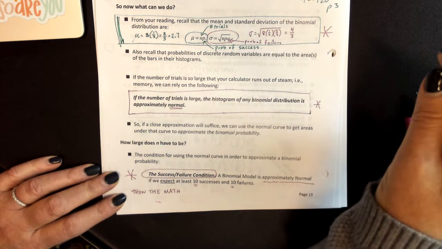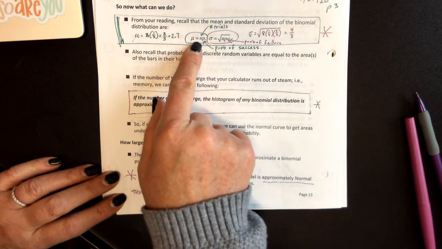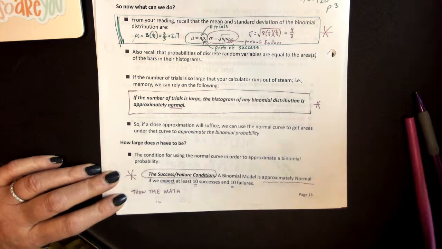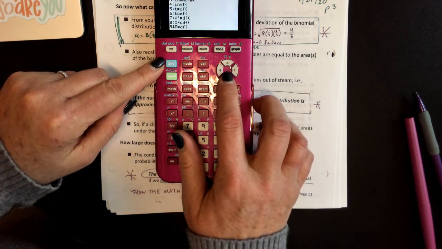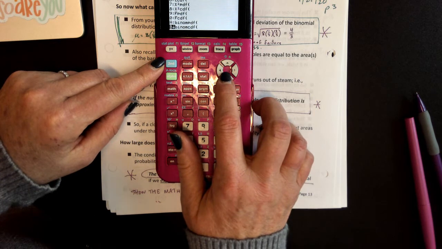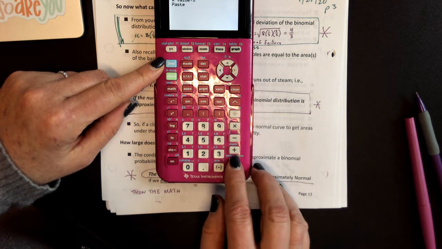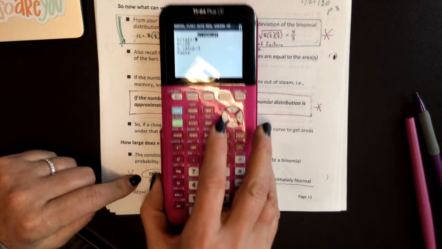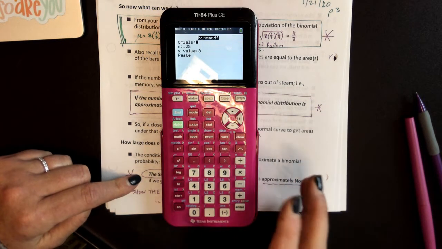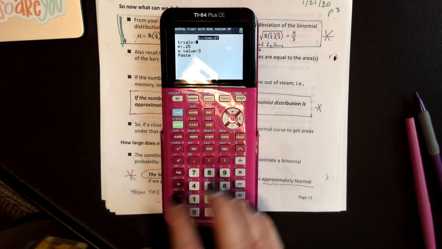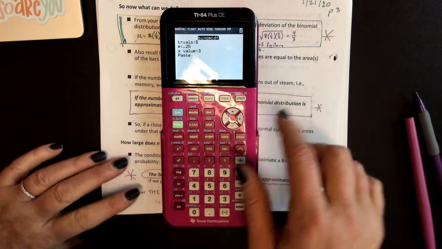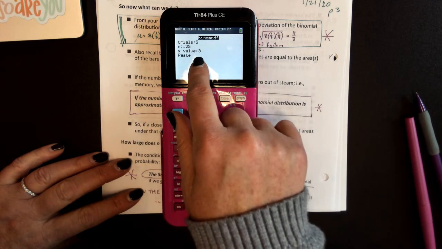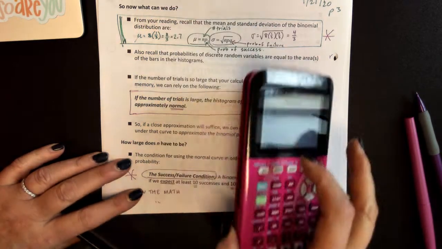You always kind of want to keep track of what those numbers are. Even when you go to your calculator, you'll notice that once you hit a second distribution, BDF, CDF, it'll say things like number of trials, what's the P value, what's the X value. Okay, so P is your success. 1 minus P would be your failure.